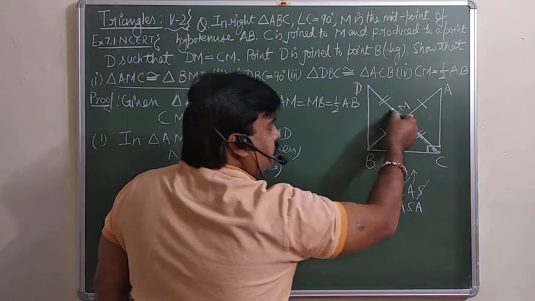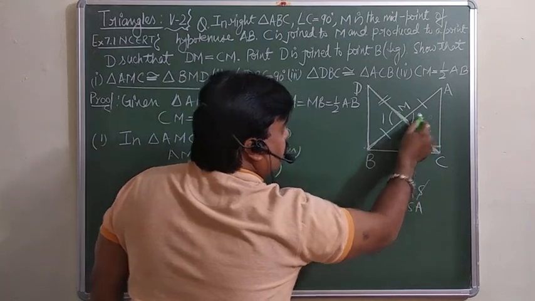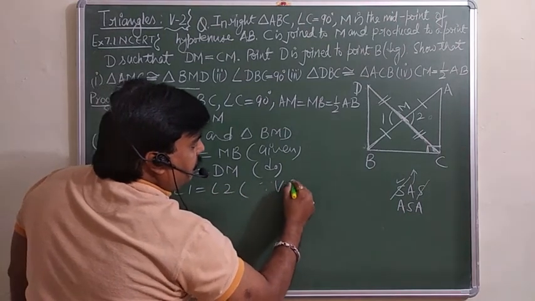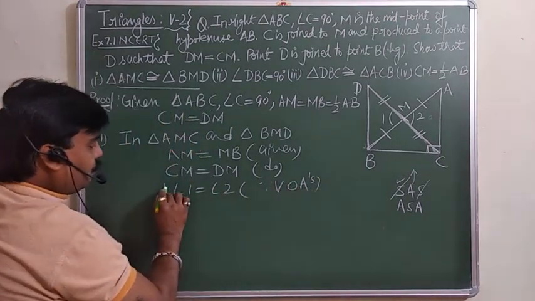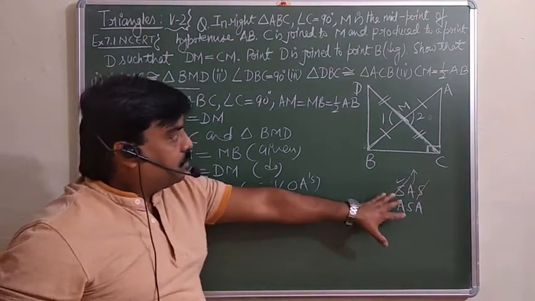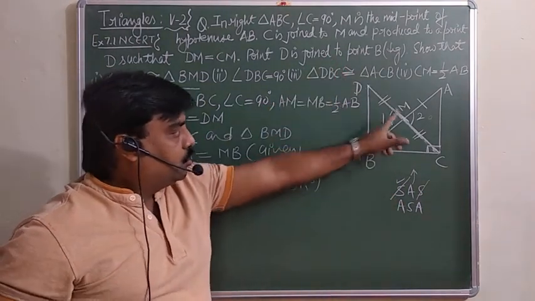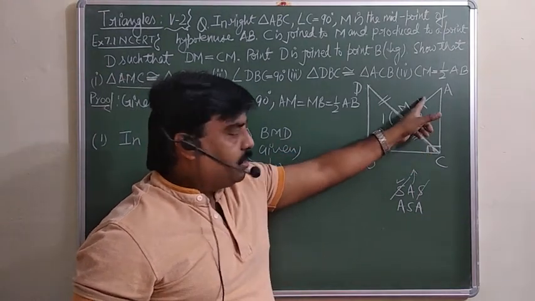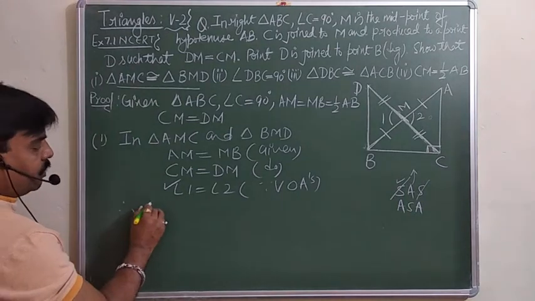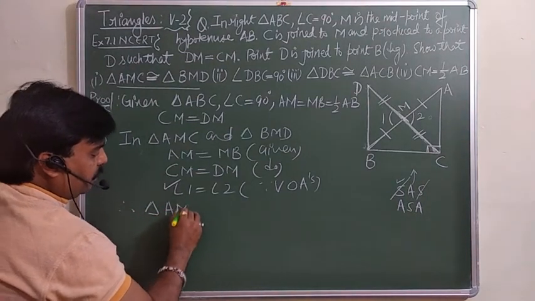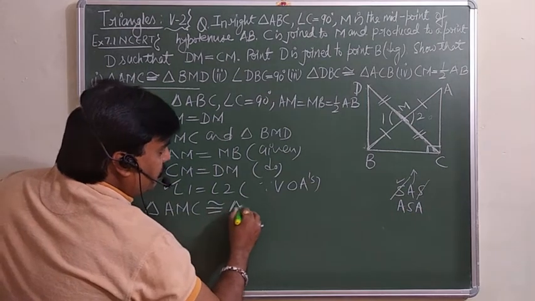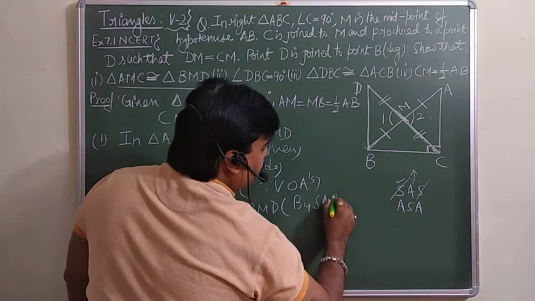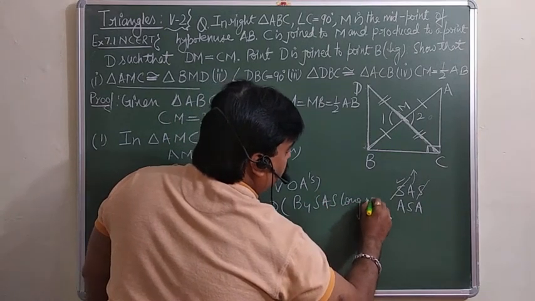See, angle 1 is equal to angle 2, you can say the vertically opposite angles. So only one thing we are supposed to search; the rest of the information is given in the question. So by SAS, you can say both the triangles are congruent. Therefore, triangle AMC is congruent to triangle BMD, and this is by the SAS congruence rule.